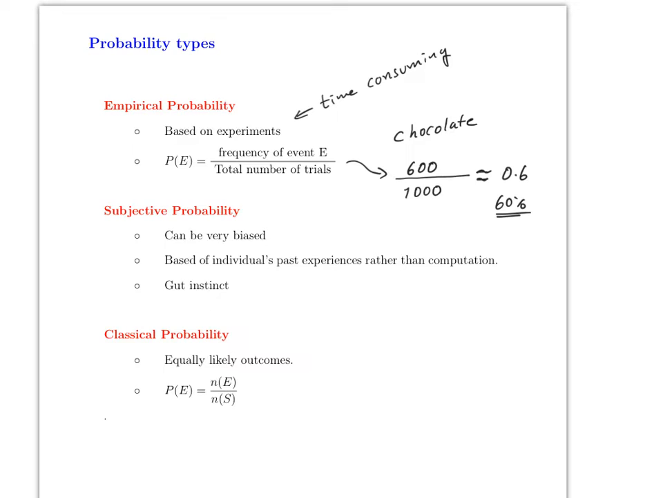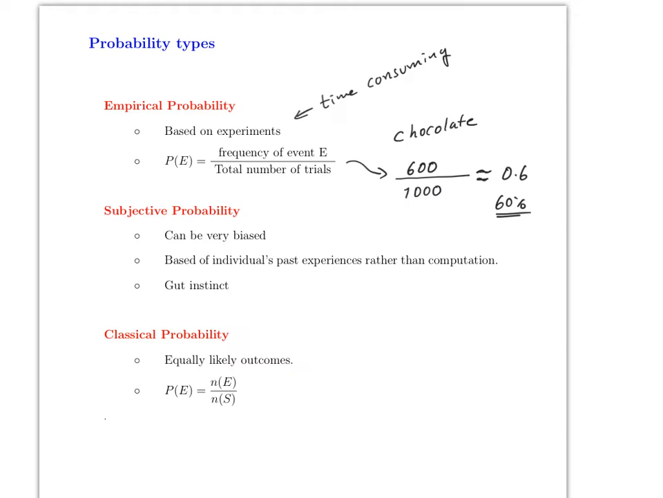The second kind of probability is called subjective probability. This one can be very biased because it's based on people's past experiences rather than computation. So this is pretty much like gut instinct. Hence, this is not very reliable, and it will be different for every person.